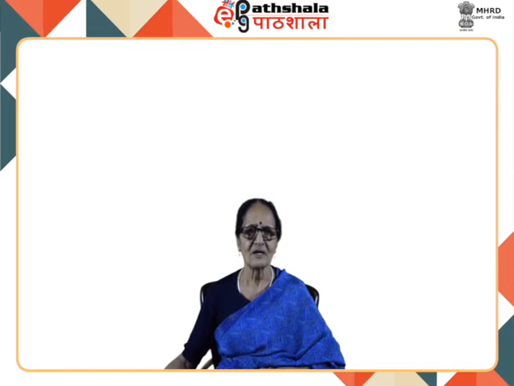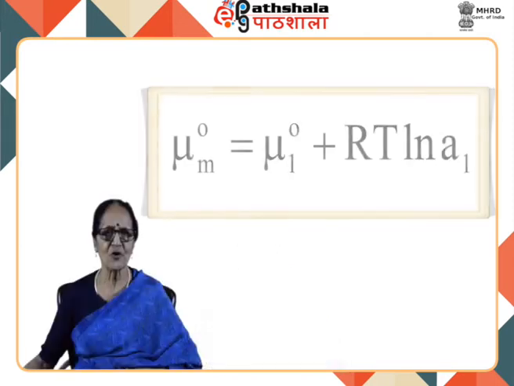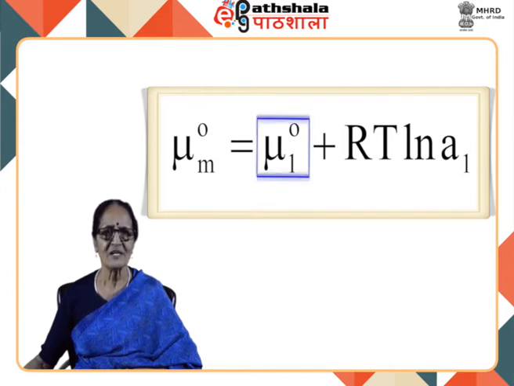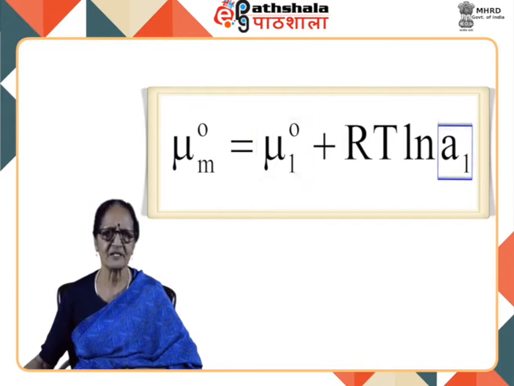solid. Considering the equilibrium between micelles and monomer, we have the equation mu 0 m equal to mu 0 1 plus RT ln A1, where mu 0 1 is the standard chemical potential of the surfactant monomer and A1 is its activity, which is equal to F1 x1, where F1 is the activity coefficient and X1 the mole fraction.